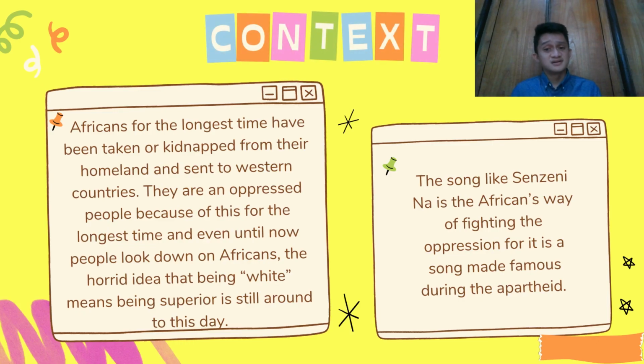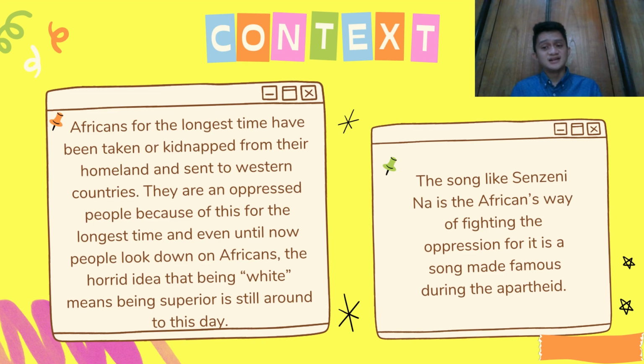Now, for the second song, it's shorter. For context, Africans for the longest time have been taken or kidnapped from their homeland and sent to Western countries where they are treated like slaves and objects. They are an oppressed people because of this. For the longest time and until now, people are looking down on Africans. The horrid idea that being white means being superior is still around to this day. White supremacy still exists, sadly.